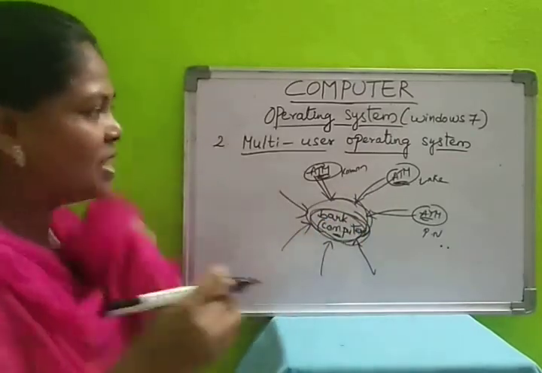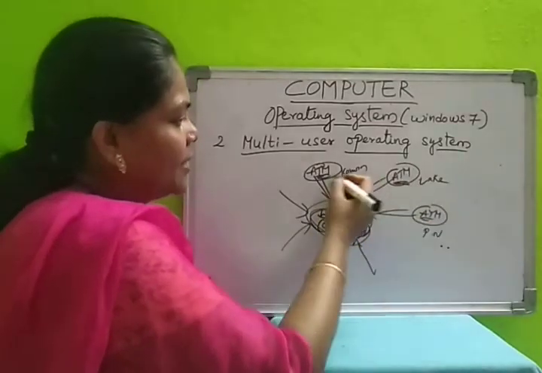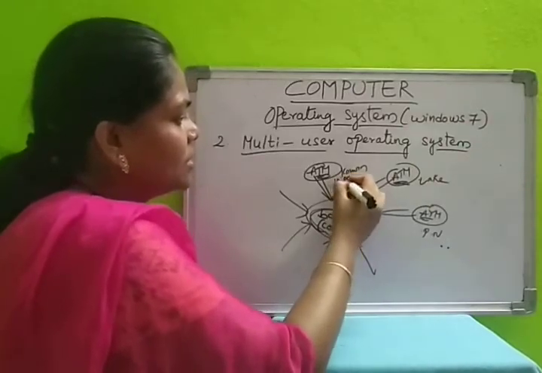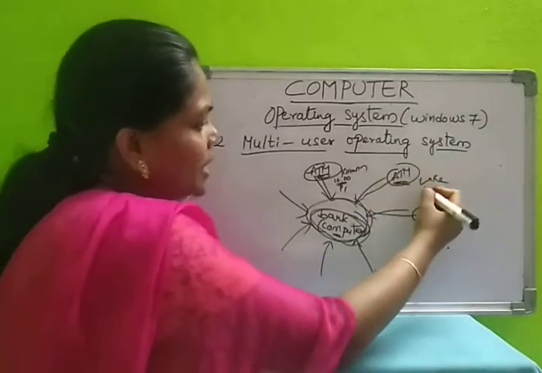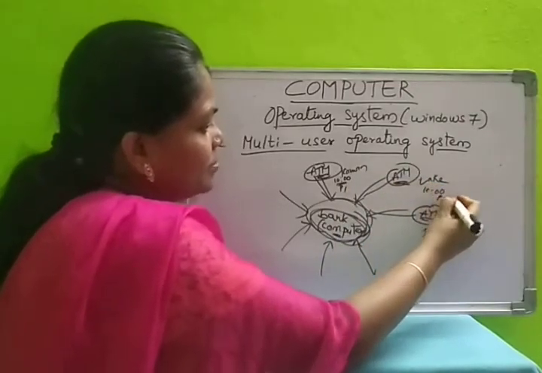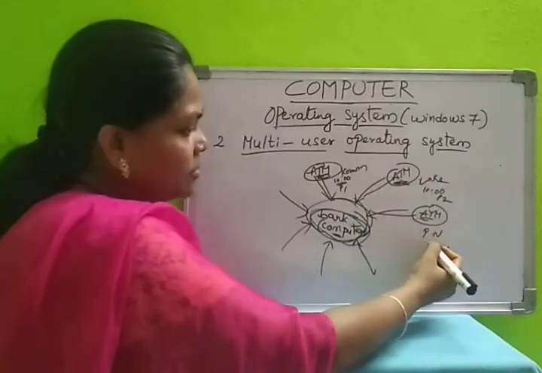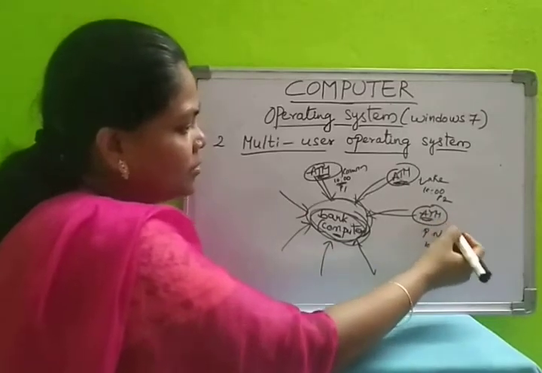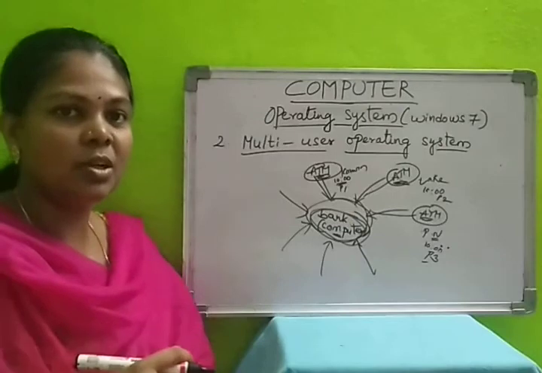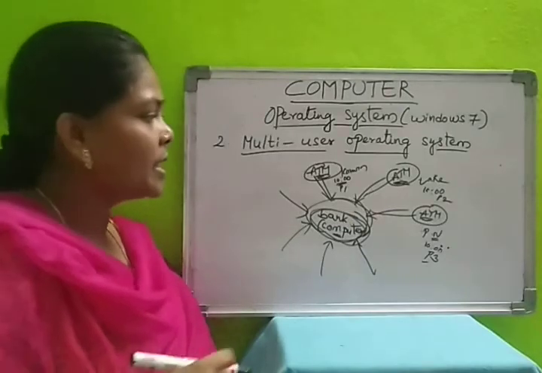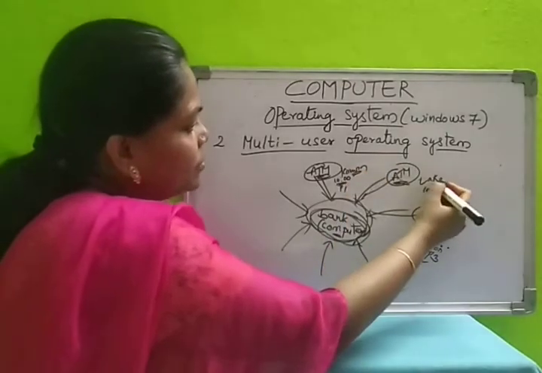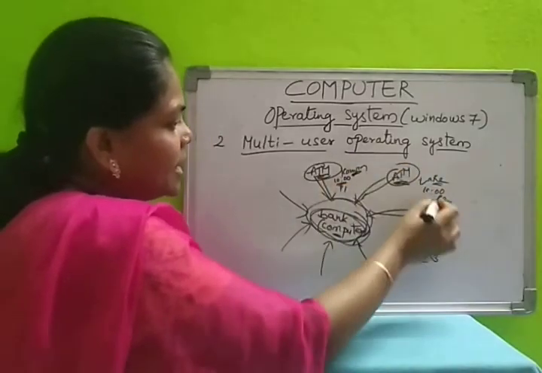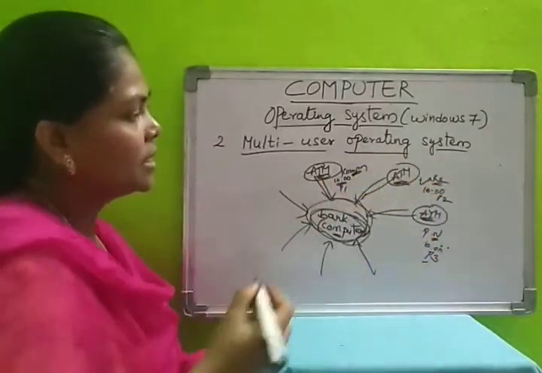So many persons can use the system at a time, at one place or at different places. At 10 o'clock person 1 can use the system at one place, or at the same time another person can use the system at another place. And at 10 o'clock person 3 can use the ATM system at Rajinagar. Is it possible or not? They can use the ATM machine. Like that, multiple users can use the systems at different places at the same time. That is a multi-user operating system.